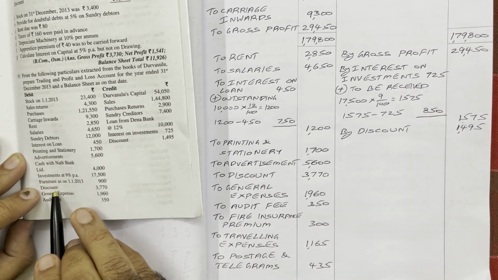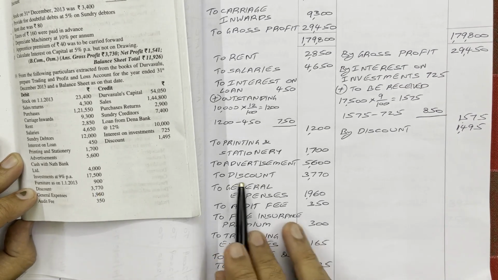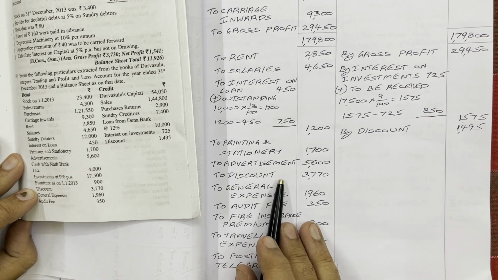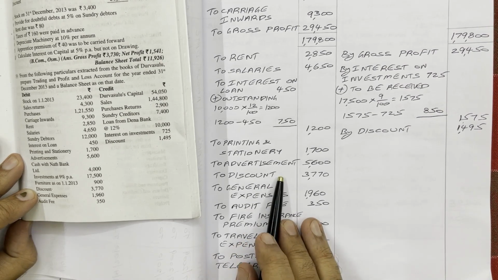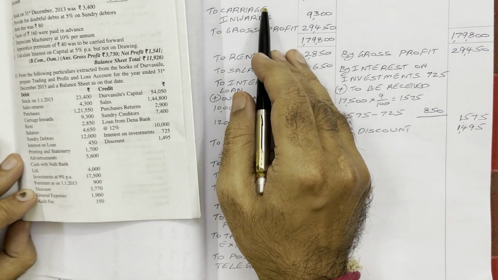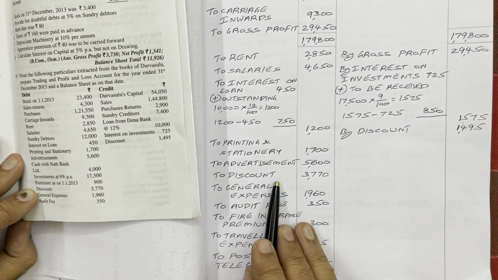So debit side discount 3770. We should show it on the debit side of the P&L account. While receiving the payment from a debtor, for early payment we allow discount. This discount is not related to manufacturing work. Therefore, this is an indirect loss. So P&L account debit side.